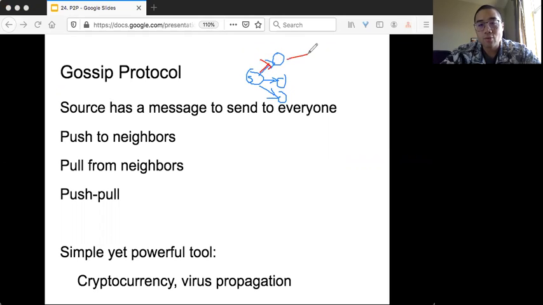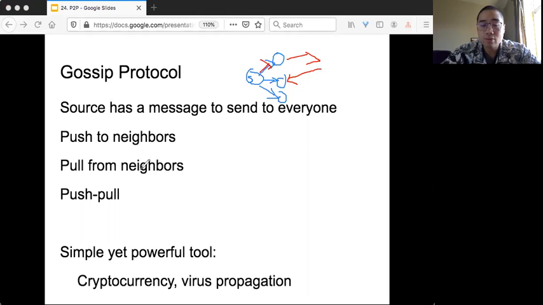And then this guy will send one message to the others, and then it will send it back to here. So that's a push protocol. And then I also have a pull protocol, meaning that every now and then I will ask others, say, hey, do you have new message? Do I have new message? And all those things. And I can also do a combination of push-pull.